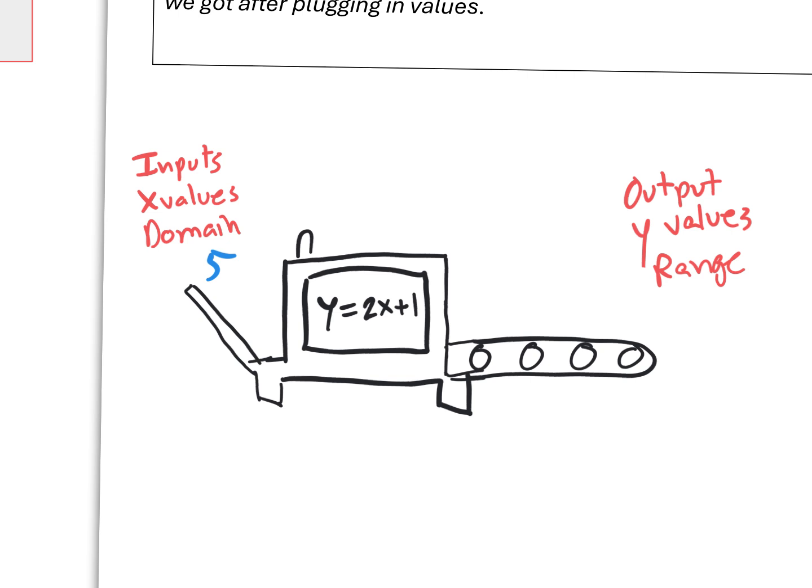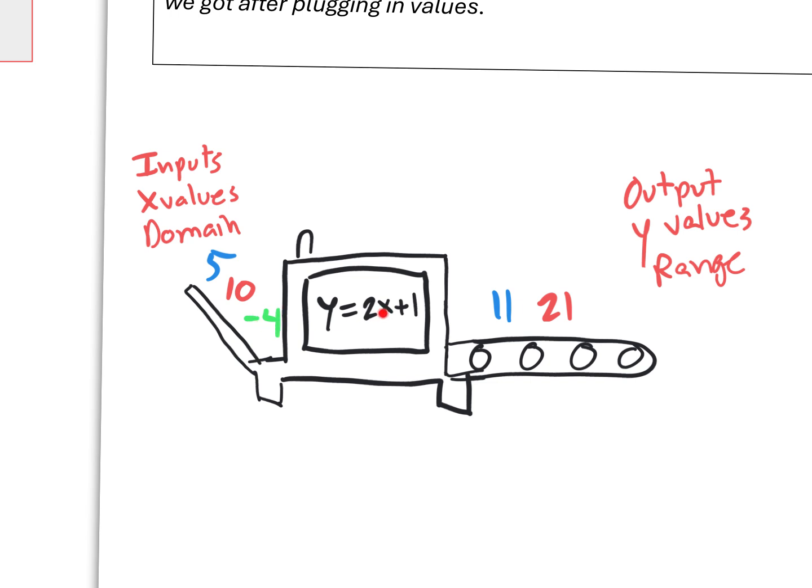Anybody awake? 11, thank you very much. If I put in a 10 into the machine, it comes out 21, that's right. So you guys get the idea. Let's do one more. What if I plugged in a negative 4 into the machine? Whoa, negative 4.